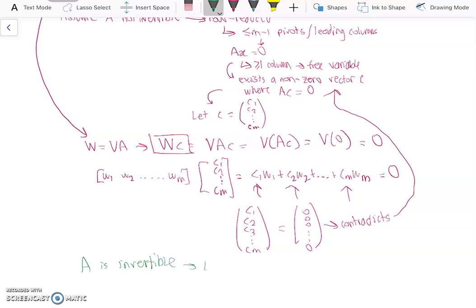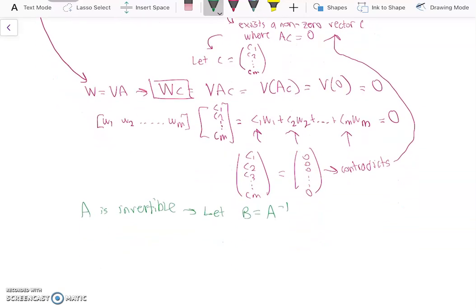And we'll let B equal the inverse of A. So using W equals VA, we can multiply both sides by B, the inverse of A. This is equal to V times AB by associativity, which is V times the identity matrix, which is equal to V. So now W times B equals V.